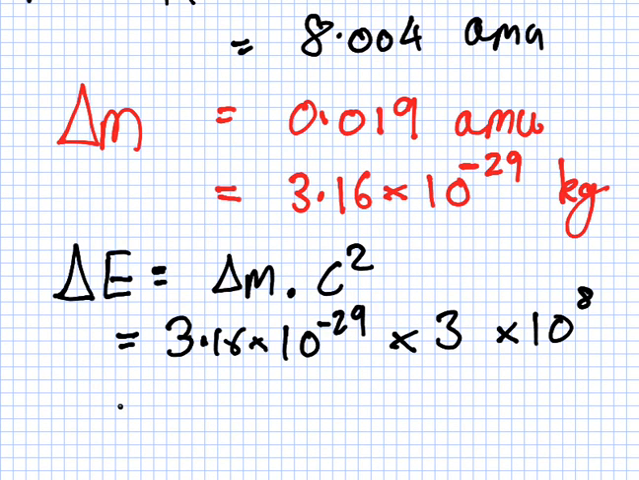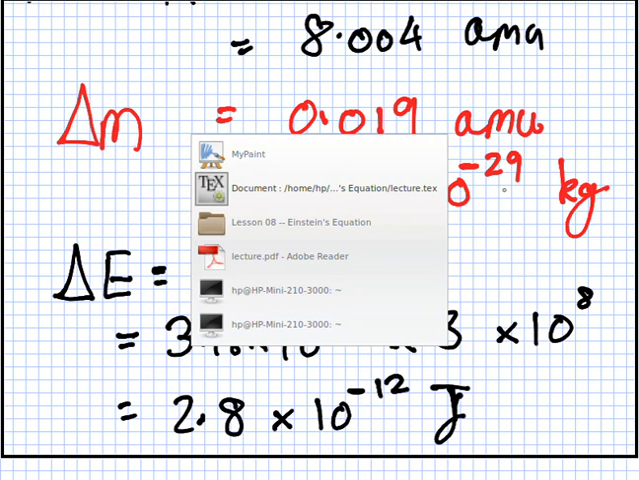2.8 times 10 to the minus 12 joules. Now you might think that's still quite small, but in fact it is really, really big when you compare it to, for example, the mass. It's a much bigger number, 10 to the 17 times bigger. It's actually a big number compared to the mass. Okay.